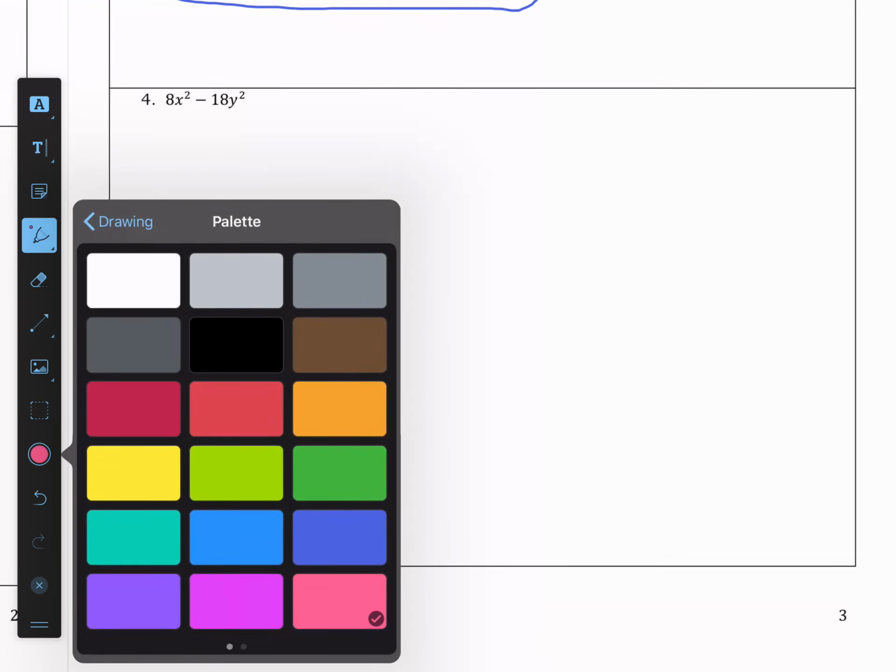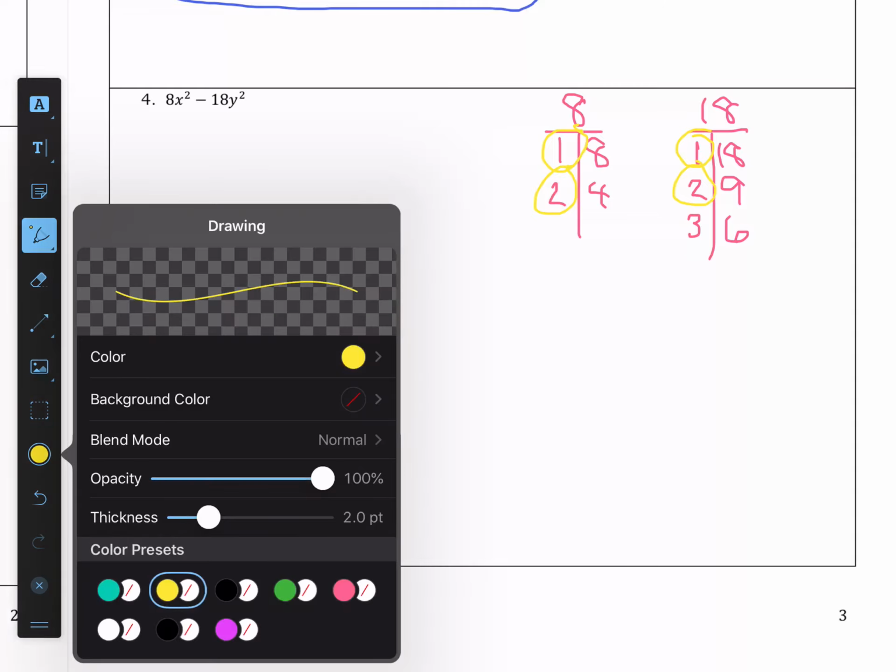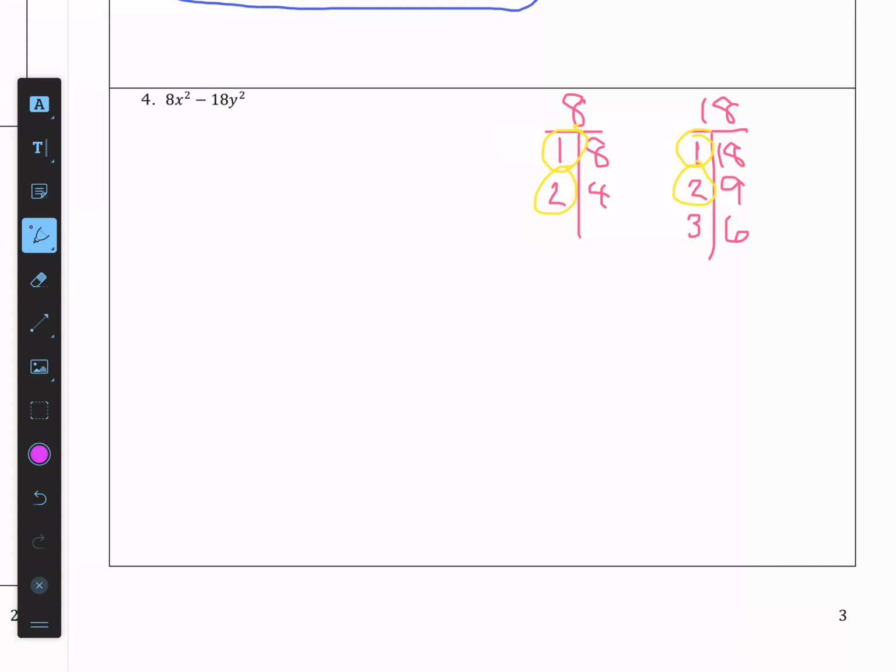All right, so we always check first for a GCF. So let's look at our 8 and our 18. Let's list our factors. So our factors of 8 are 1 and 8 and 2 and 4. And our factors of 18 are 1 and 18, 2 and 9, 3 and 6. Now let's circle whoever we have in common. Okay, so just the 1s and the 2s. So then the largest, the greatest of the factors is 2. So our greatest common factor is 2.